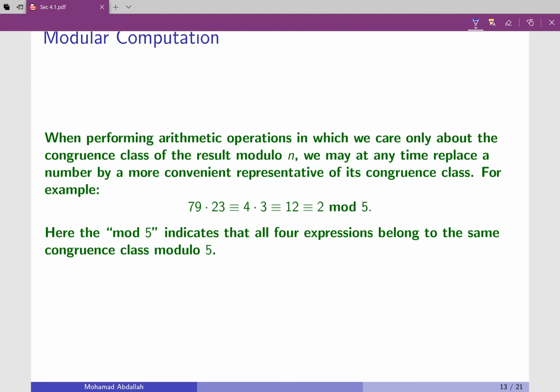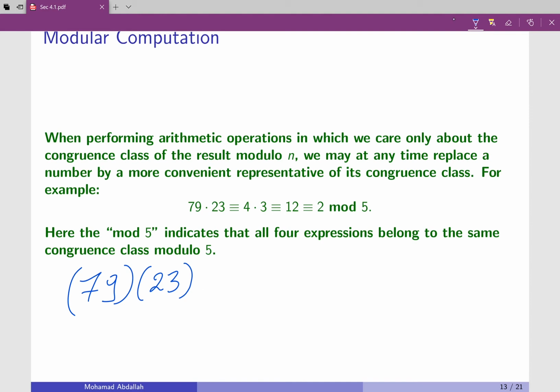So, modular computation. Now we'll talk a little bit more about modular computation when we have numbers, not just theory. When performing arithmetic operations, we care only about the congruence class of the result modulo n. So we may at any time replace a number by a more convenient representative of its congruence class. So here's an example. Suppose that my goal is to find 79 times 23 modulo 5.